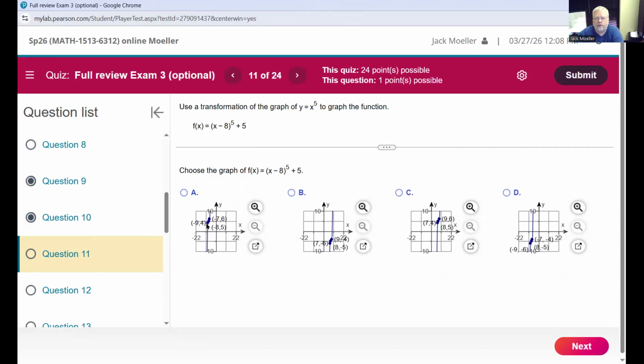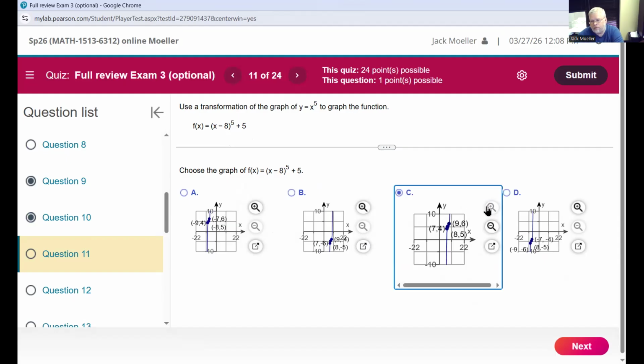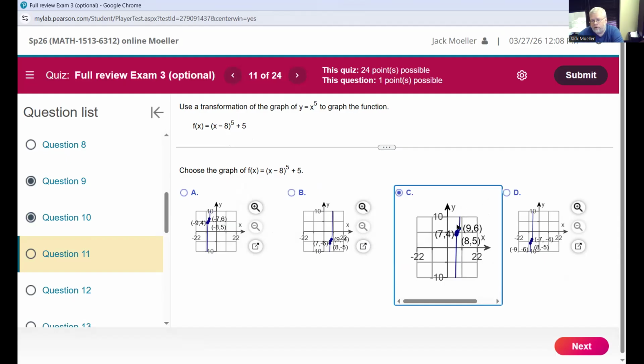Okay, so A has been moved up, but that looks like left. B has been moved down, so it's not that. C, remember all these start at 0, 0, so that one definitely looks, it's kind of hard to see the S shape, but there's a little bit there, but that's definitely been moved up and to the right, whereas D has been moved down and to the left. Has to be C.